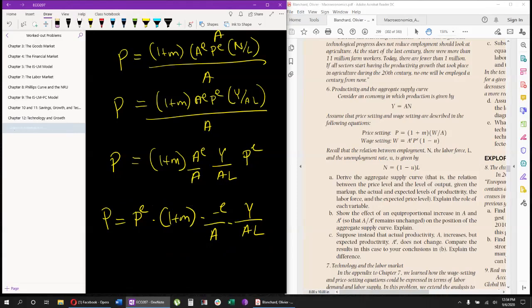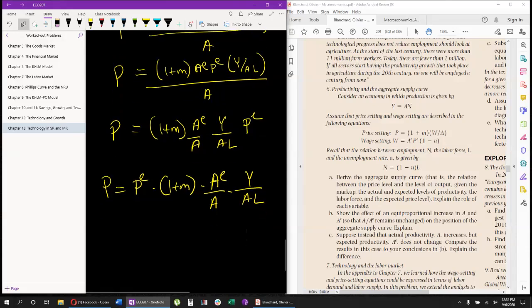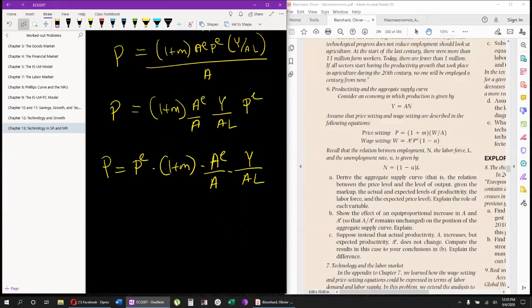Okay, so what does this mean? This should make sense to you straight away. For example, let's go step by step. If expected price goes up, what will happen? People expect the price to go up in the future. Workers will renegotiate, their wages will go up. When wages go up, companies will increase the price of goods. So we see a positive relationship.